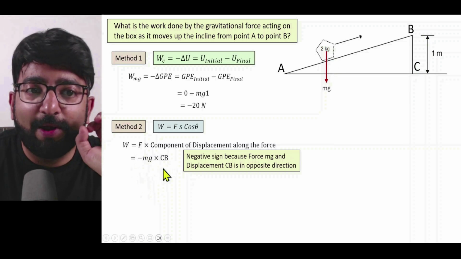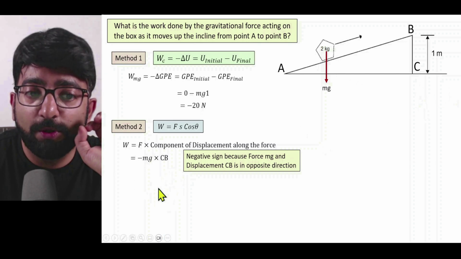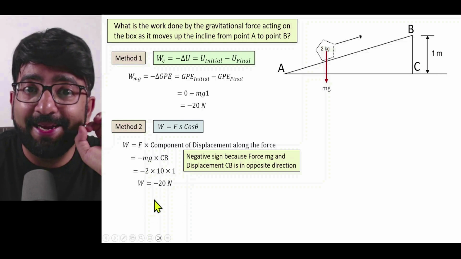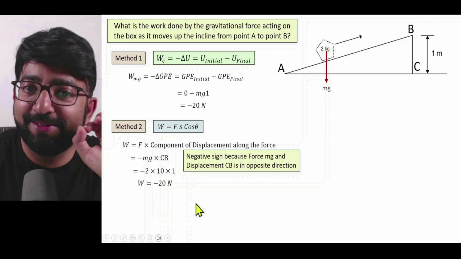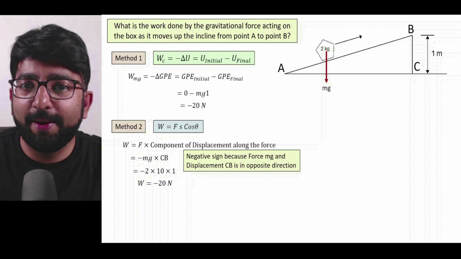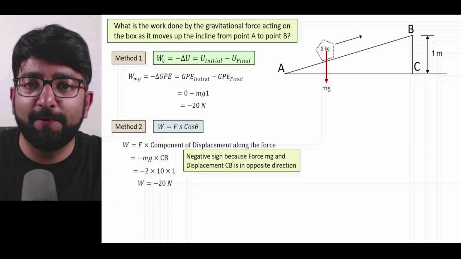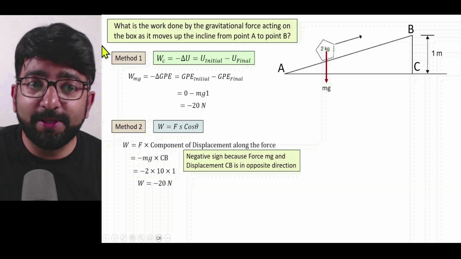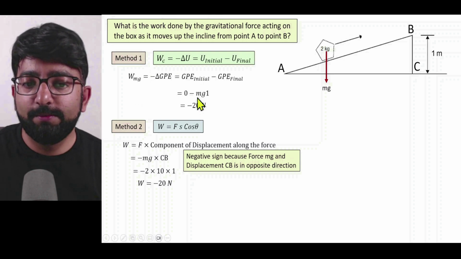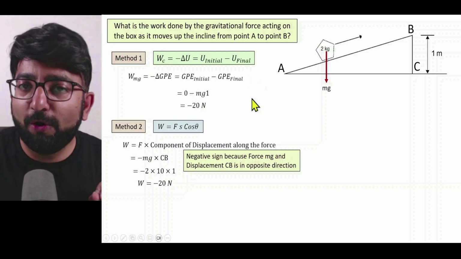And that's it. Let's put the values in. m is 2, g is 10, and CB is 1 meter. So if we simplify, we will get negative 20 newtons as the answer. So in an exam scenario, depending on which method you prefer, you can use any method. But generally, method 1 is preferred because there we don't have to deal with any components.